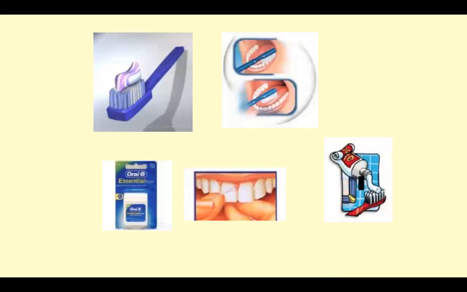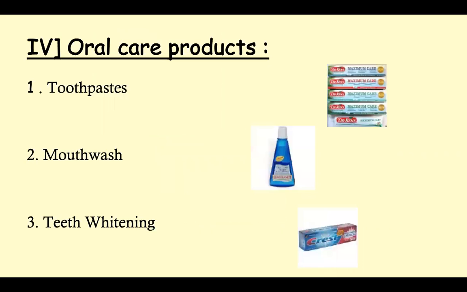There are different types of oral hygiene products, how to floss, how to rinse, and how to do accordingly. For oral care products, there are toothpaste, mouthwash, and teeth whitening. We'll discuss these things, toothpaste, mouthwash, and teeth whitenings, in our next class.